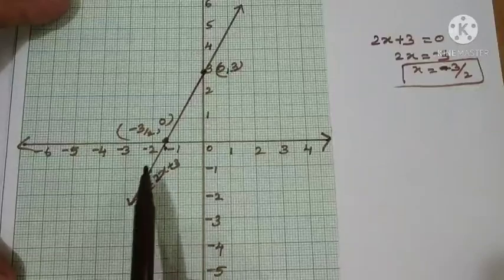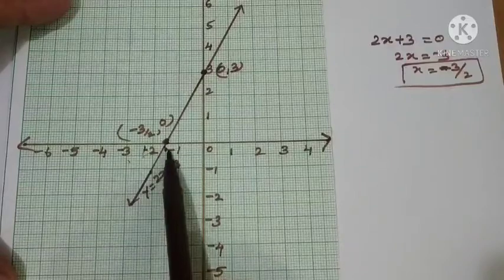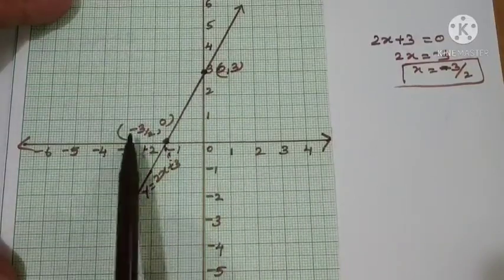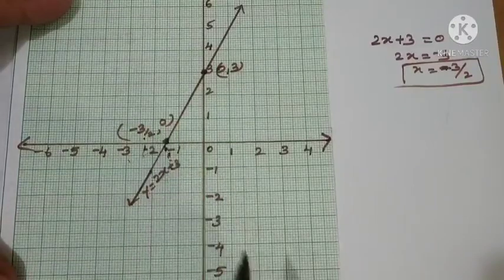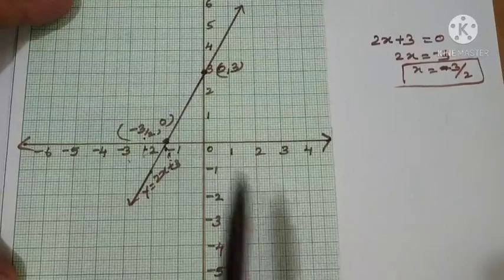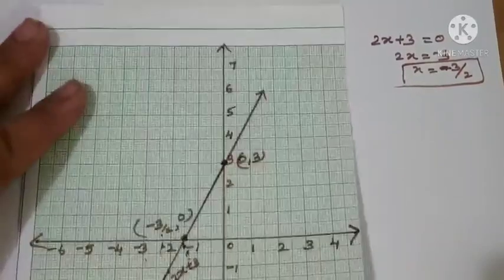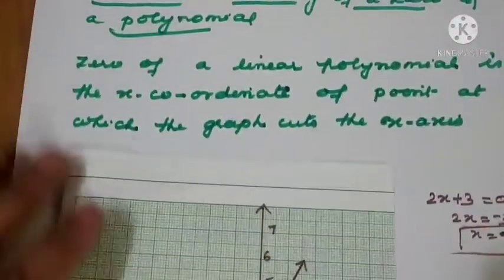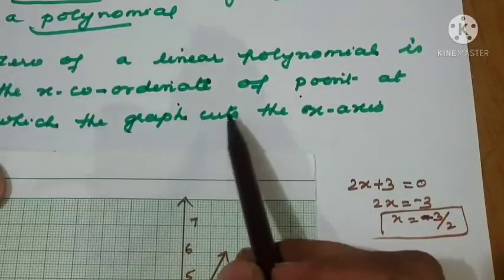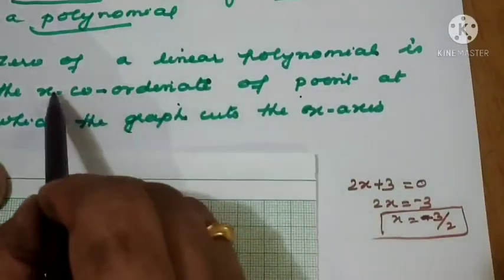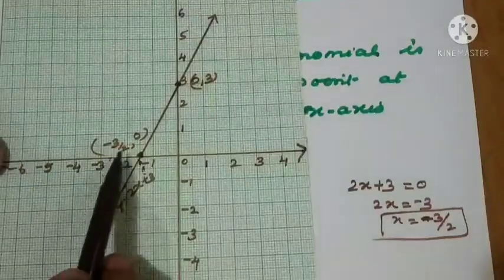While drawing the graph also we have seen that minus 3 by 2 is a point on the x-axis where the line cuts, isn't it? It is an x value only here. So the x value is what we take as the zero of the polynomial. So what is the zero of the polynomial now? Minus 3 by 2, because the definition says that the zero of the polynomial is the x coordinate of the point at which the graph of the equation cuts the x-axis. See once again, what is the x coordinate here? Minus 3 by 2 comma 0.